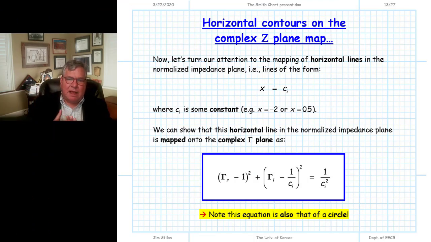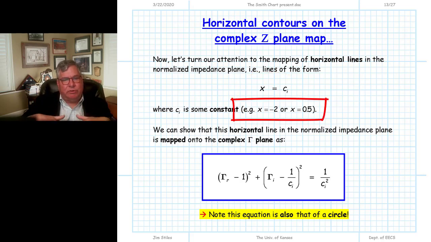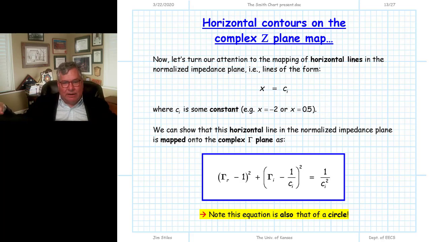All right, so now let's move on to the other Cartesian contour that we considered on the normalized impedance plane. Those contours are of the form x equal to some constant, all the impedances whose imaginary part is equal to some specific value. For example, x equal to -2 would be a horizontal contour 2 units below the horizontal axis, the real axis. And that would, again, correspond to all impedances whose imaginary part is equal to -2.